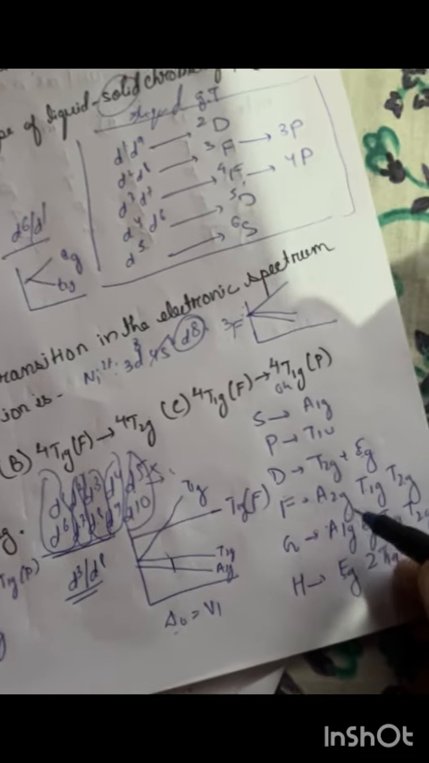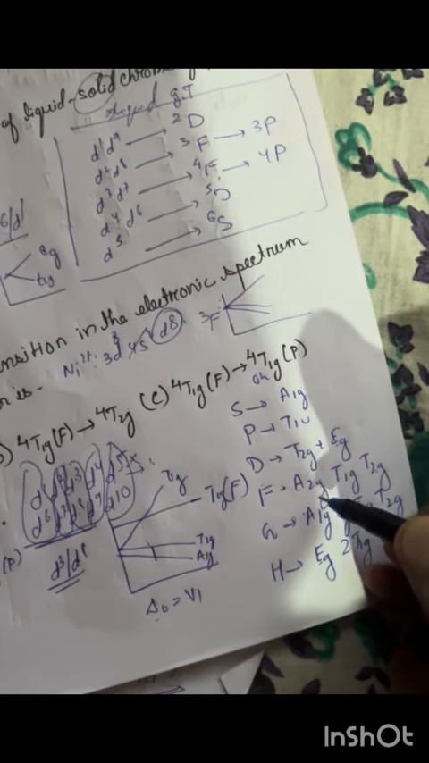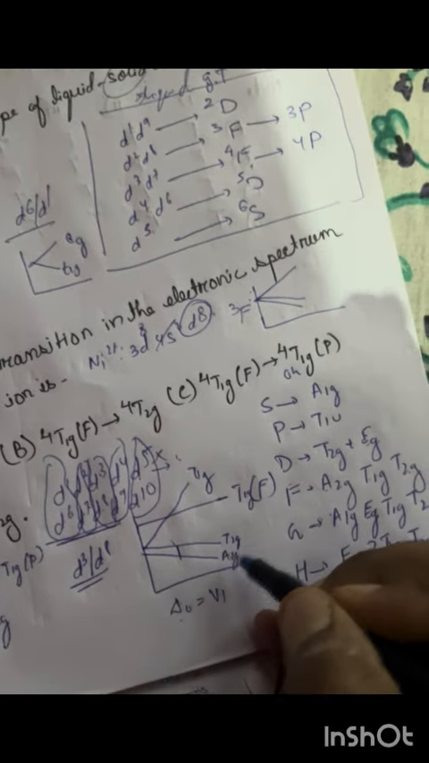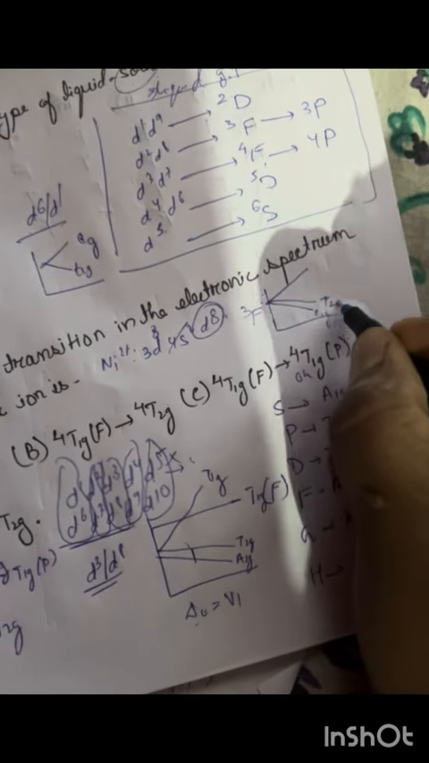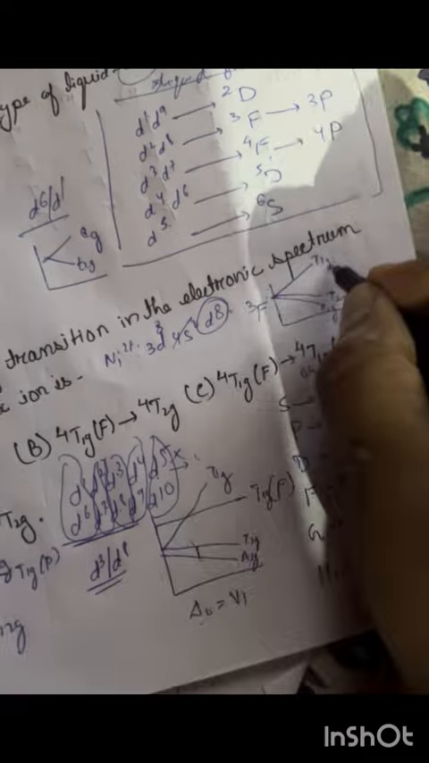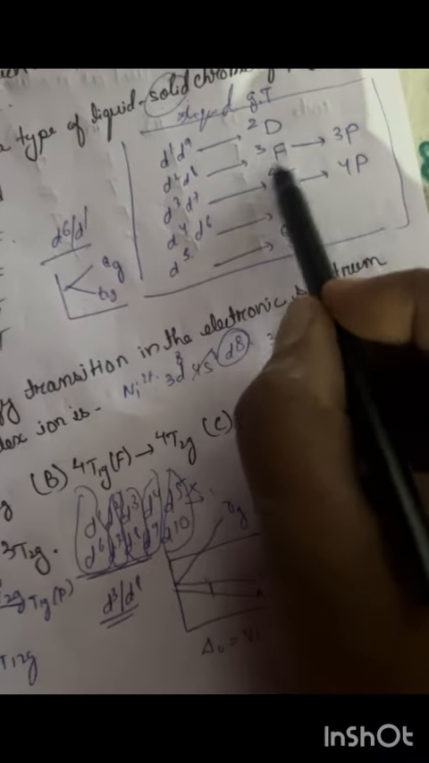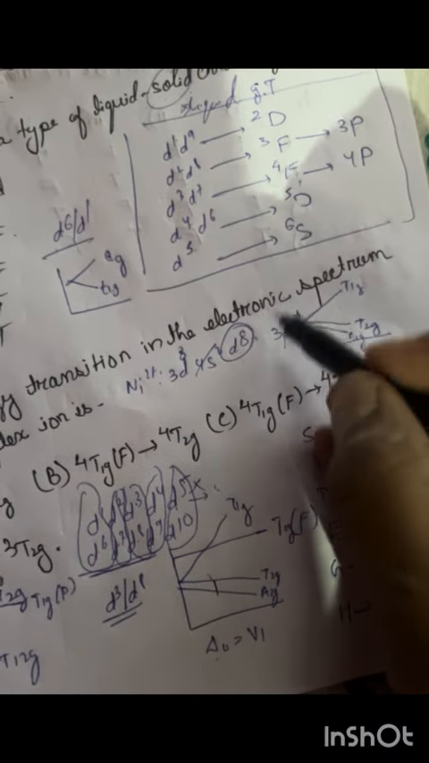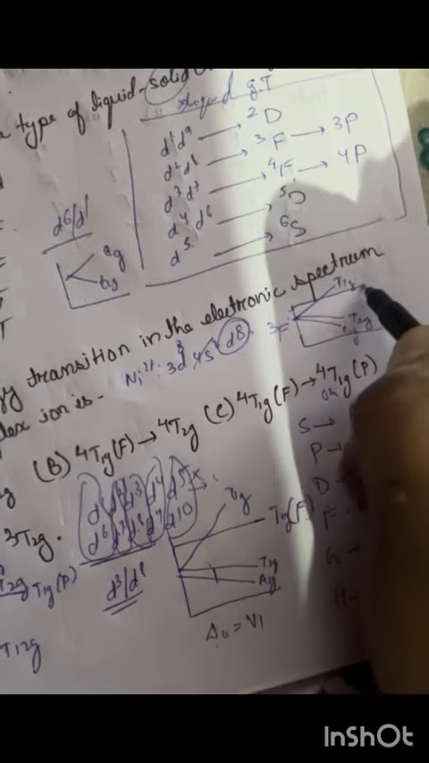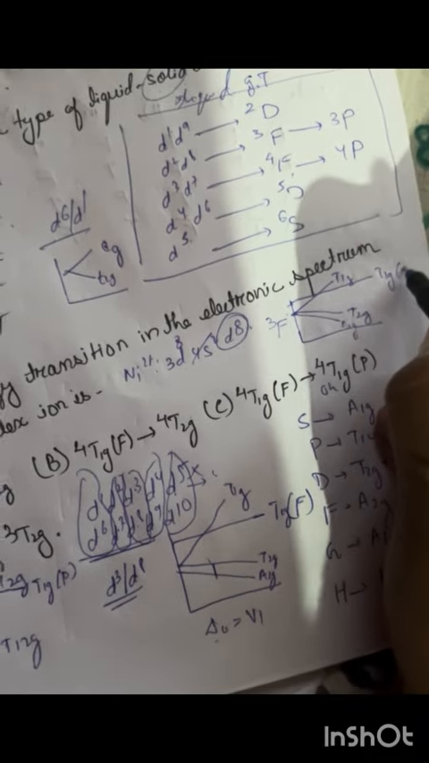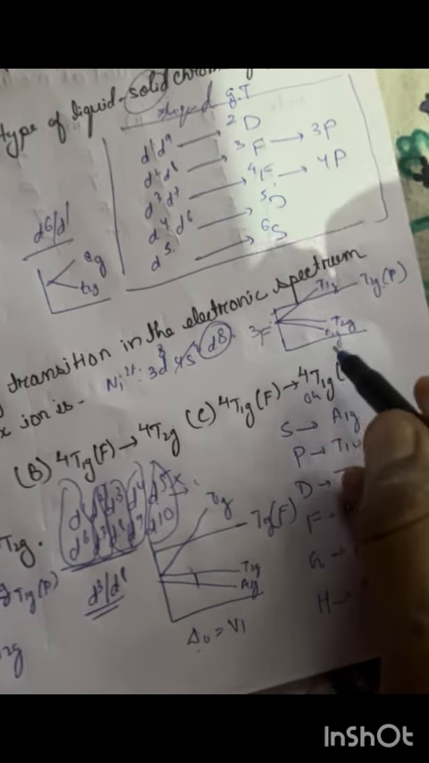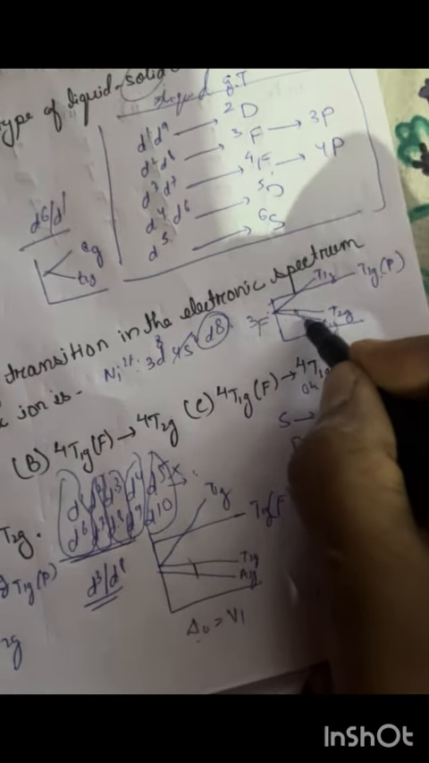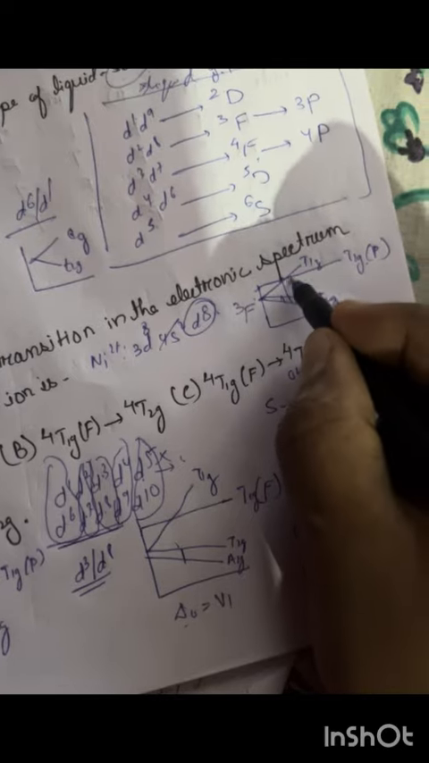Okay, now what we do, we know A2G, right? A2G, T2G, T1G, and one more is there, no? 3P, right? So we have to draw here this T1G(P), right? This P, right? And then you see, first transition from this, right? Next this, right? This way it will go, right?